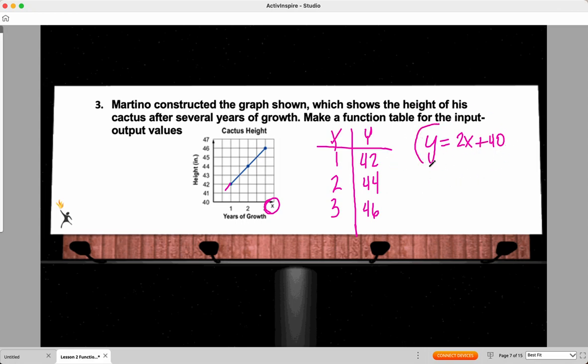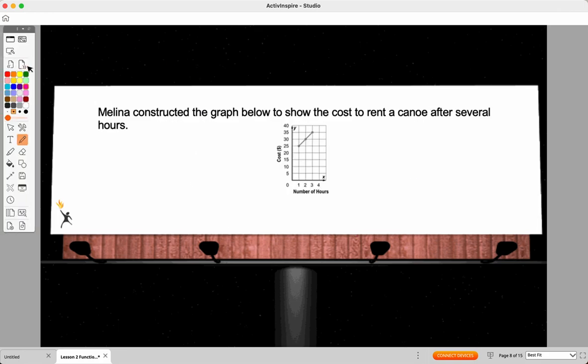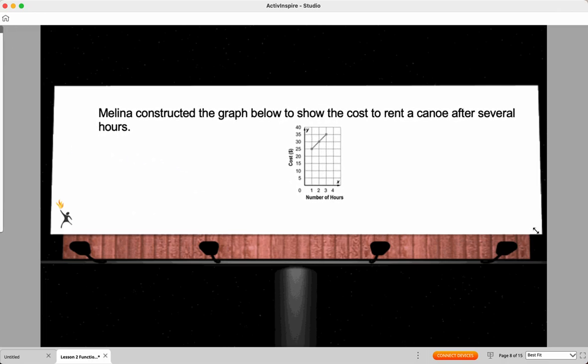I'm not going to ask you to create a formula like this yet. Maybe sometime in the future. All right, I want you to take a second and create that function table for this information. I'll make it a little bit bigger so you can see it a little better. There we go.